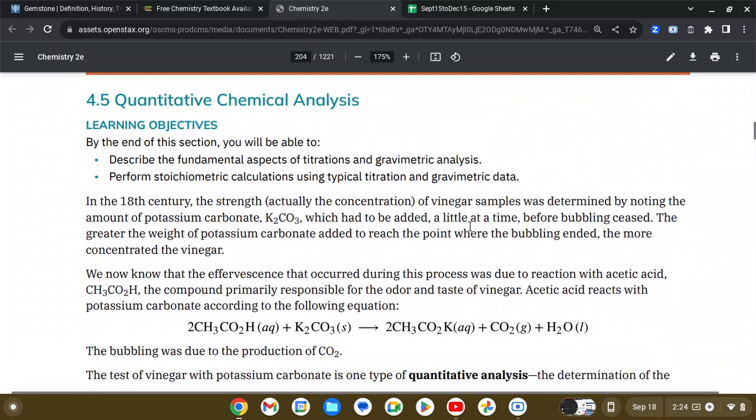Section 4.5, quantitative chemical analysis. Learning objectives. By the end of this section, you'll be able to describe the fundamental aspects of titrations and gravimetric analysis, and perform stoichiometric calculations using typical titration and gravimetric data.